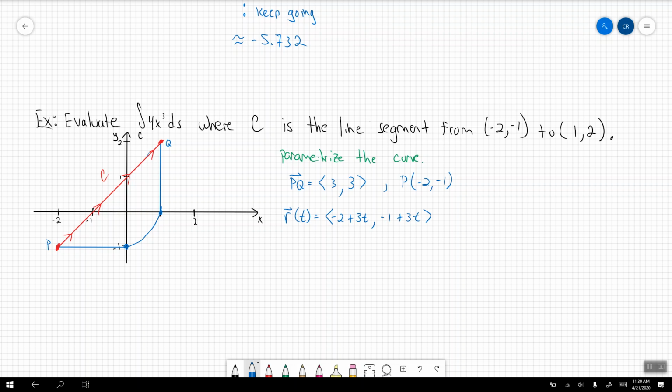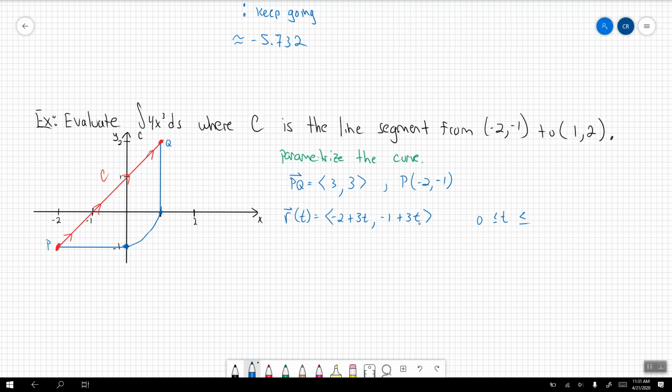Awesome. So we have this vector. Let's find the bounds for this parameter. The t-values must be able to generate the ending points that we need. So it must generate this point and this point. So let's see what happens if we start at 0. If t is equal to 0, we get -2, -1, which is the initial point.